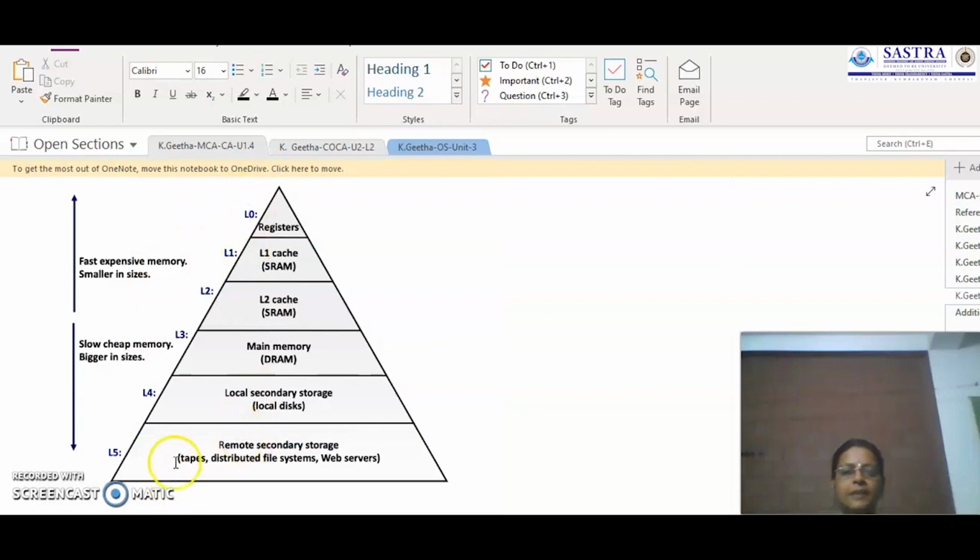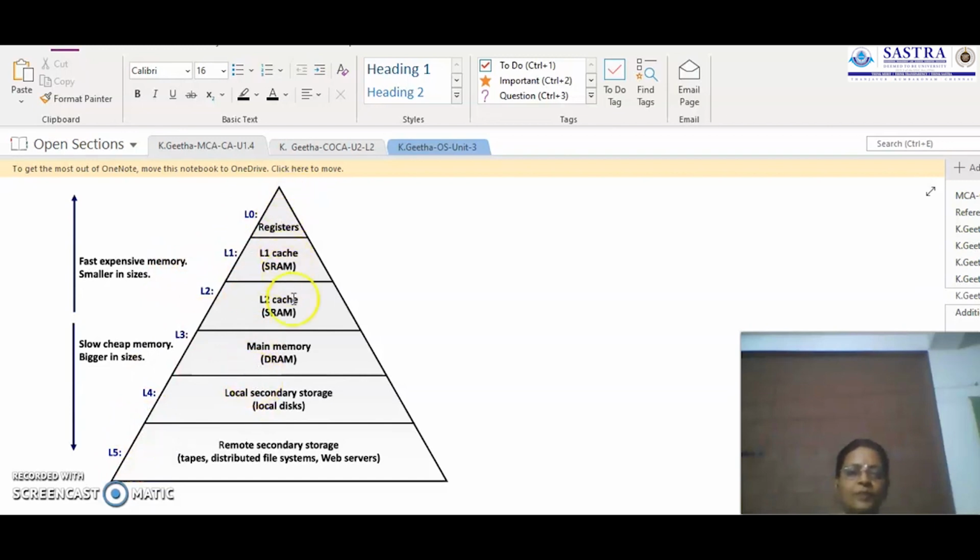The same levels can be identified in this diagram here in a different way. So we have the registers, and then cache, L1 cache and L2 cache, which are made up of static RAM, and then we have the main memory, which is comprised of dynamic random access memory devices, and then we have some local secondary storage, otherwise referred to as a local disk, and we can also go for remote storage like cloud systems, tapes, distributed file systems and web servers. These are the different levels, and they are numbered L0, L1, L2, L3, L4, and L5. And if we observe these levels, what are the features available in them?